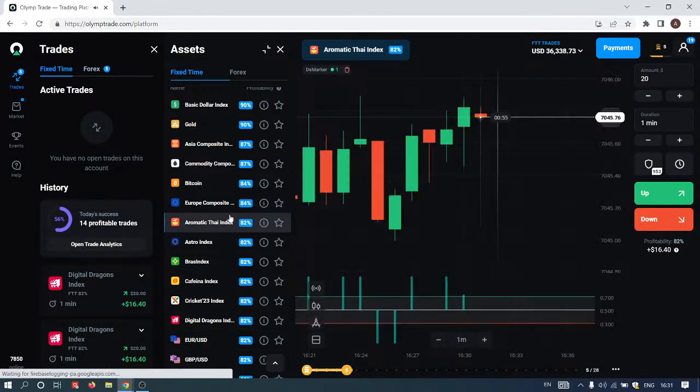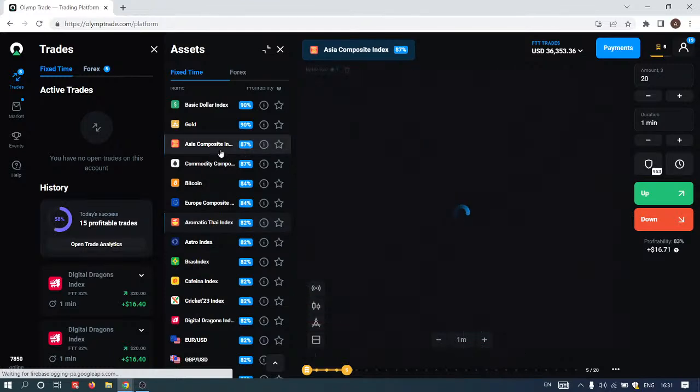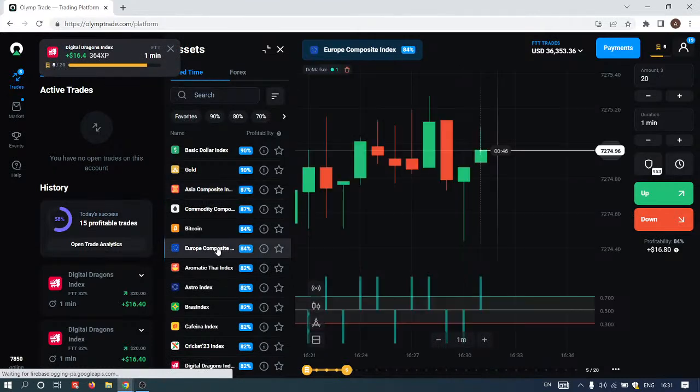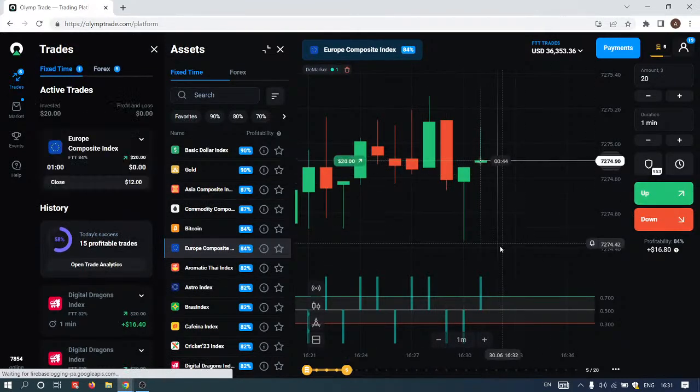Okay, guys, moving on to the next asset. Okay, let's try aromatic Thai index again. Or shall we do Europe Composite Index? Okay, let's do Europe Composite Index.